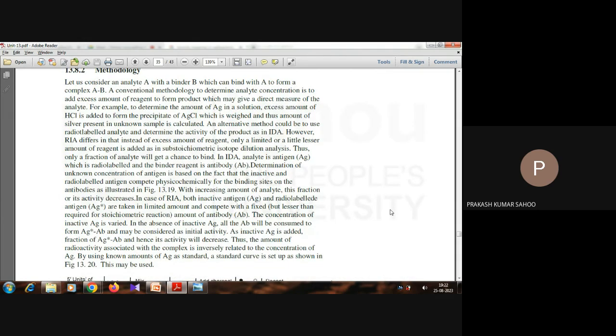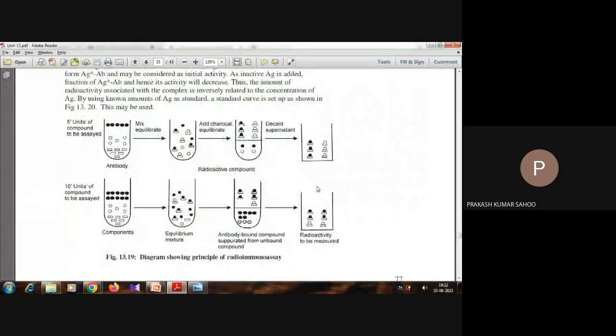And these are some radioactive methods. Then we have antibody. These are the medical applications. So antibody and radioactive compounds are here. Then 10 units of compound. This is radioimmunoassay. This is 5 units of compound to be assayed: 1, 2, 3, 4, 5. Then mix elaborately. So for 5 we have 5. This is the foreign one, this is silver, and these are the antibodies.